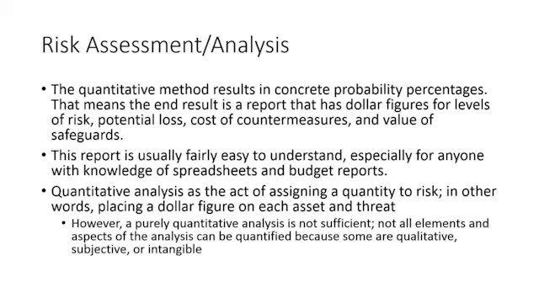So figures for levels of risk. This is how much this risk is going to cost us. The potential loss may be $10,000. The cost of a countermeasure may be $8,000, and the value of that may be more or less. Now, this report is usually fairly easy to understand because it looks like a budget report. It's usually on some type of spreadsheet, or I don't want to say accounting software, but it deals with numbers, right?